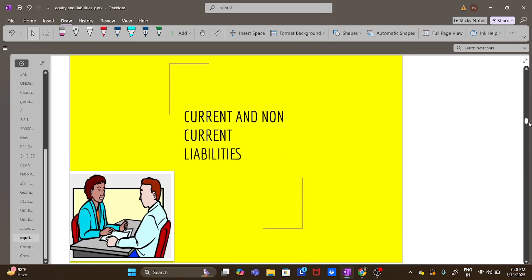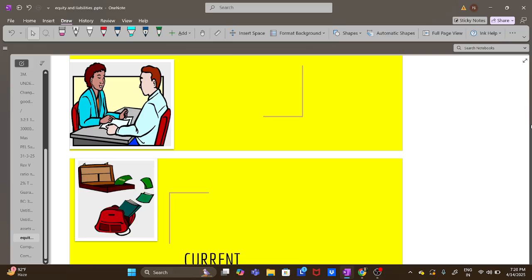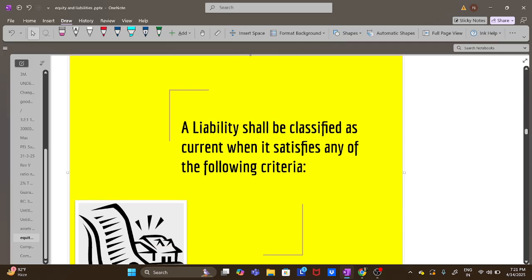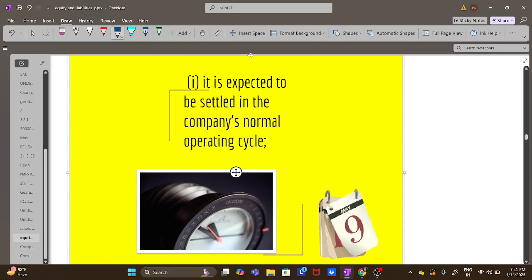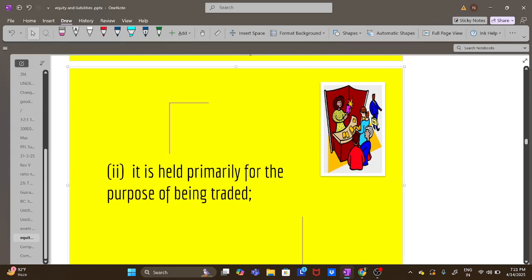Next heading is current and non-current liabilities. We write first non-current liability, but earlier we used to say payable within 1 year is current liability, more than 1 year is non-current liability. But now we have a little different meaning as per Companies Act to that. So here they have given us the meaning of current liability. What is current? That should be clear to us. First, it is expected to be settled. That means it's expected to be paid in operating cycle of a company.